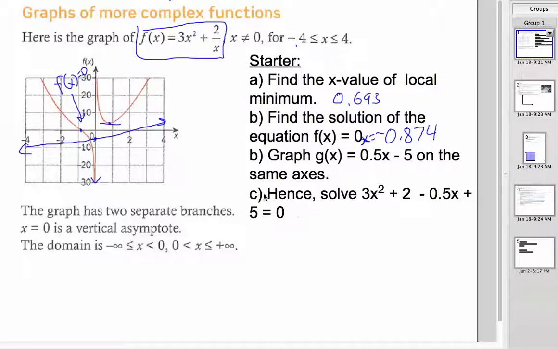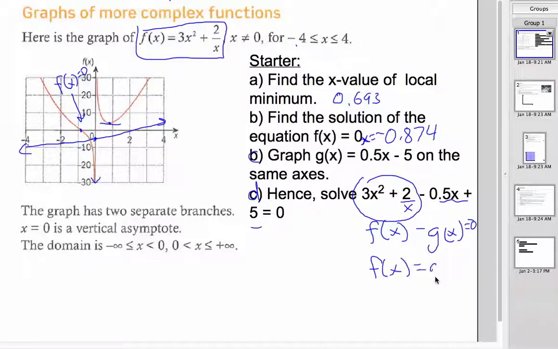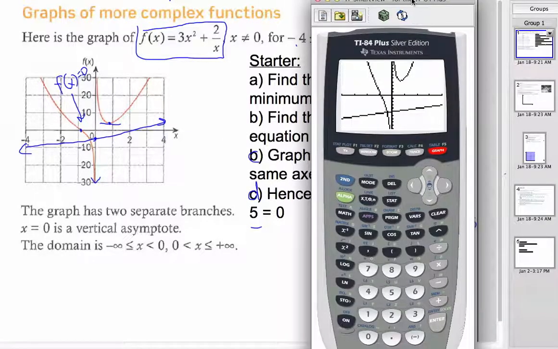So in part D here, we're going to solve this equation. That should be 2 over x there. This part here is f of x, and this part here is minus g of x. So basically we're solving the equation f of x equals g of x. And what we're doing is actually finding the point of intersection. When you find the point of intersection, you've solved the equation f of x equals g of x. So we're going to find the point of intersection.